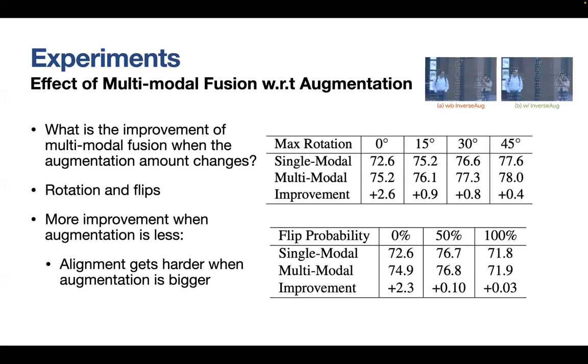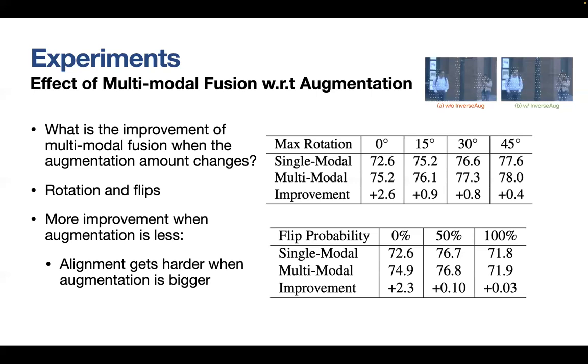So then here they just see the effect of multi-modal vision with regards to augmentation. They take the inverse augmentation module out of the network and then do a couple of trainings. In these trainings, they change the amount of augmentation from, for example, rotation of 0 to rotation of 15%, 30%, and 45%. This is to understand how the improvement of the multi-modal fusion changes when the augmentation amount changes.